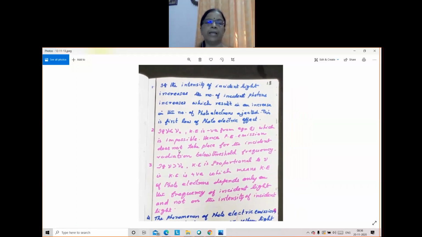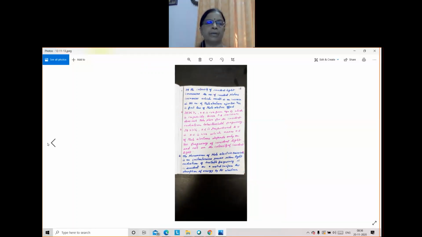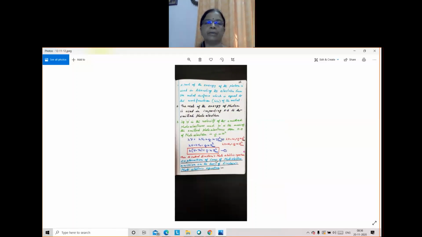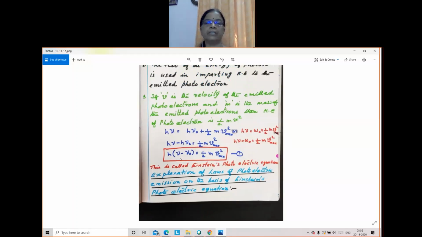The second law is that when the frequency is less than the threshold frequency, no emission of photoelectrons takes place. That also is explained. If nu is less than nu zero, in the equation you see, this is our equation, Einstein's photoelectric equation. Nu is less than nu zero, where nu zero is the threshold frequency. If the incident frequency is less than the threshold frequency, we know there is no emission of photoelectrons. That means kinetic energy becomes negative. See, nu less than nu zero, kinetic energy, this is the case.